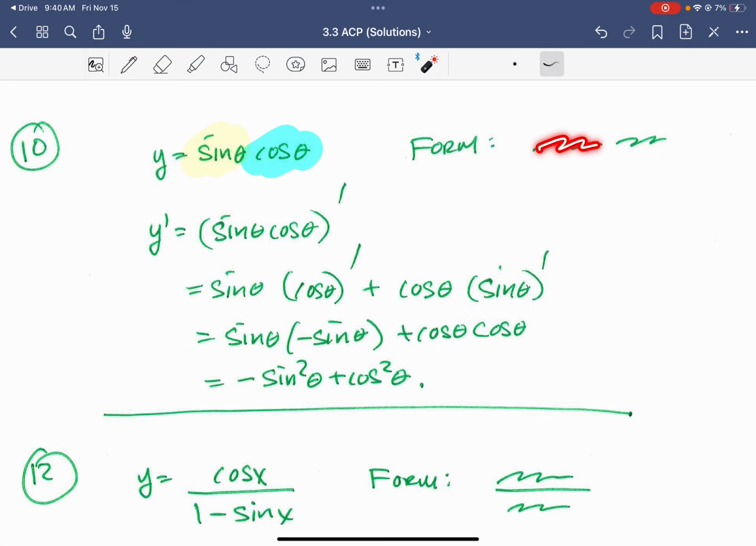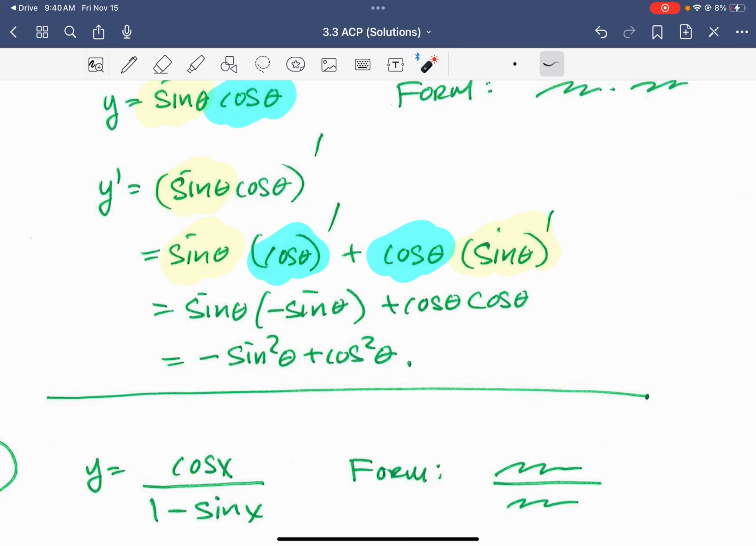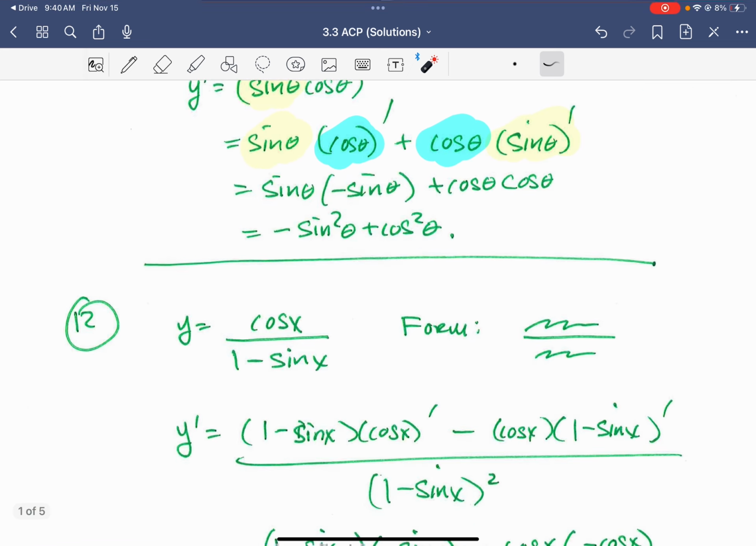So I write stuff times stuff. So it's going to end up being the first times the derivative of the second plus the second times the derivative of the first. And when you simplify all that out, you get negative sine squared plus cosine squared.